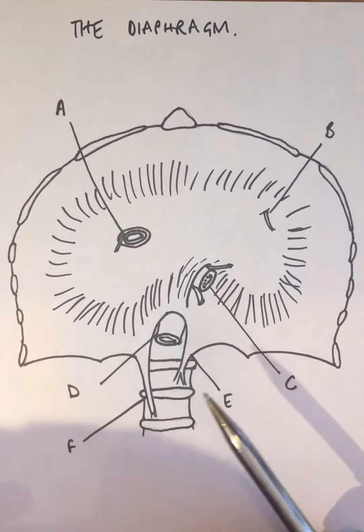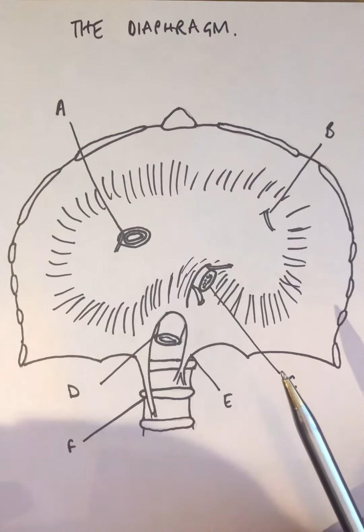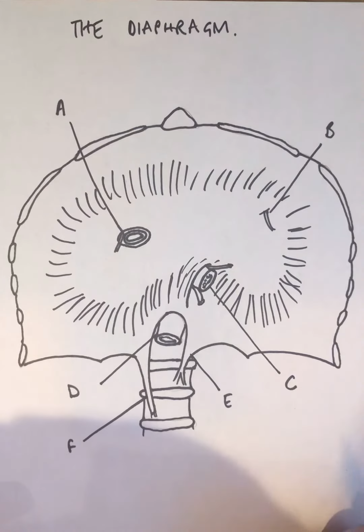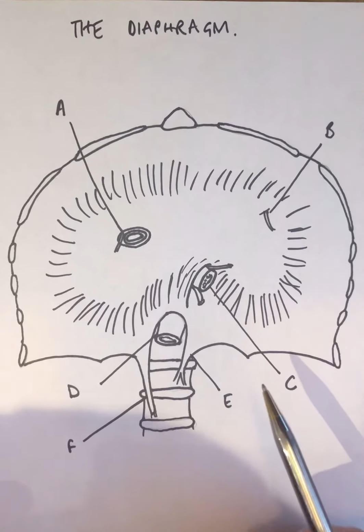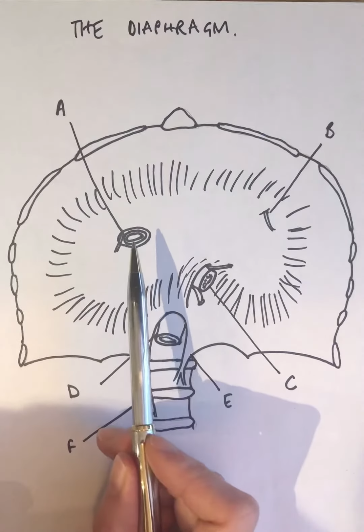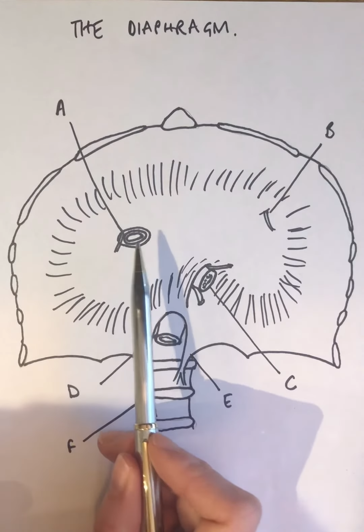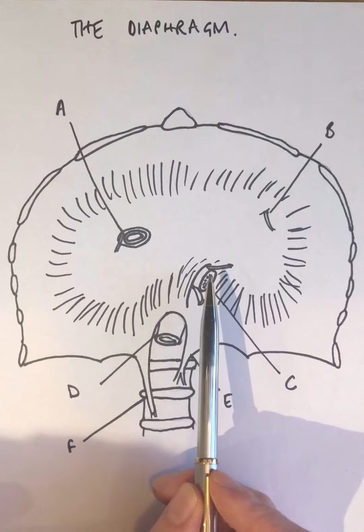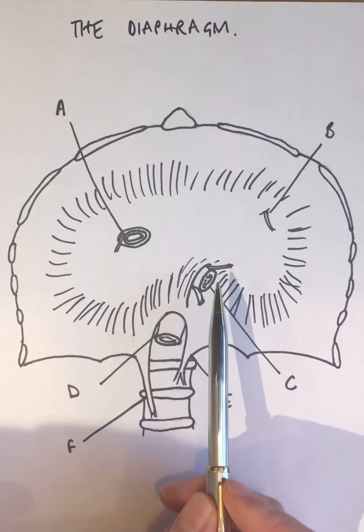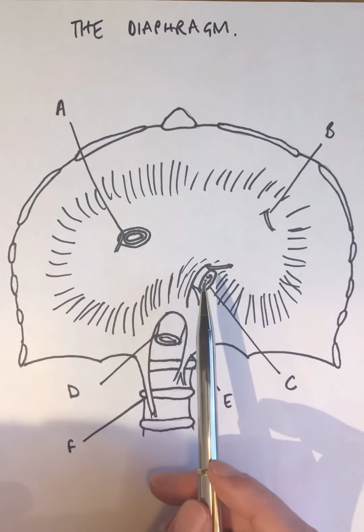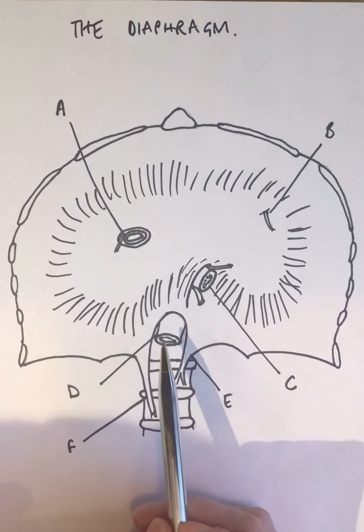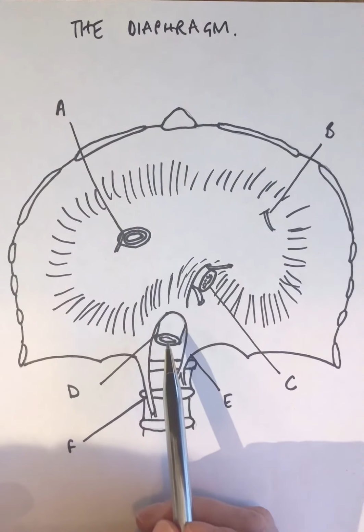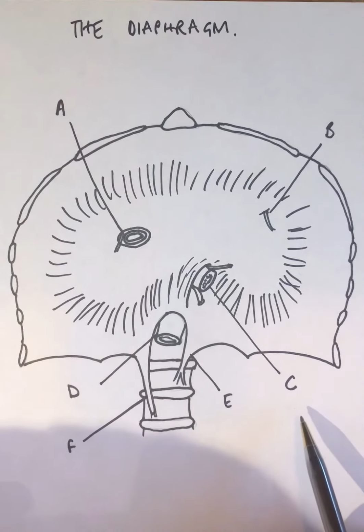A mnemonic to remember where the structures emerge is I8, 10 eggs at 12. So I8, IVC at T8, 10 eggs, T10 for the esophagus. So Americans spell esophagus with no O, begins with an E, as does eggs, at 12. So the azygos, aorta, and the thoracic duct at T12.